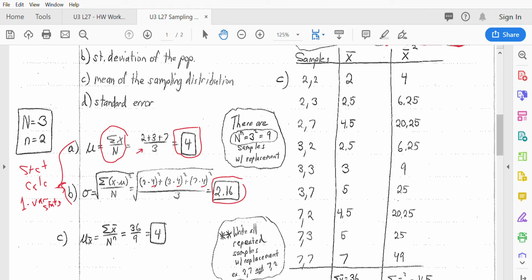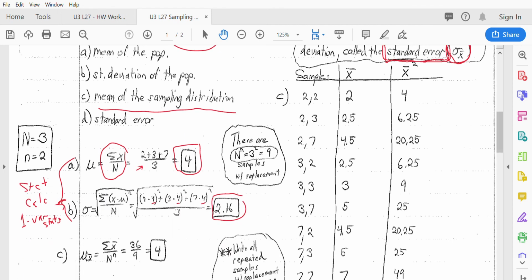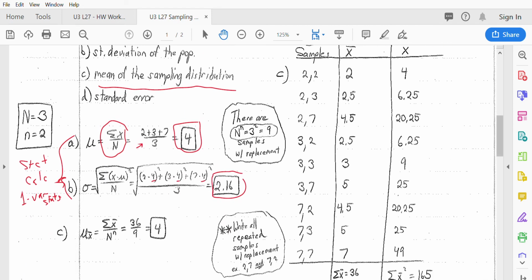All right. Now let's get to part C, the mean of the sampling distribution. Recall, we are considering all samples of size 2 from this population, with replacement. That means draw a number from a hat, then put it back in the hat. So you can draw a 2 and then another 2, or a 2 and a 3, a 2 and a 7, then a 3 and a 2, a 3 and a 3, a 3 and a 7, a 7 and a 2, a 7 and a 3, and a 7 and a 7.